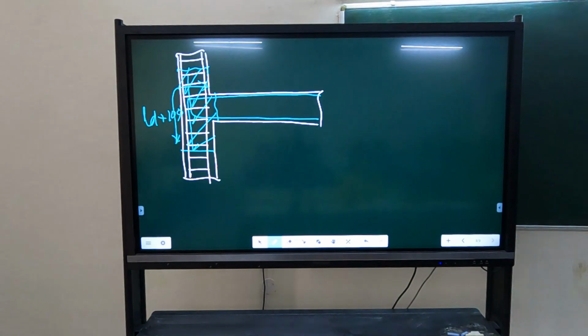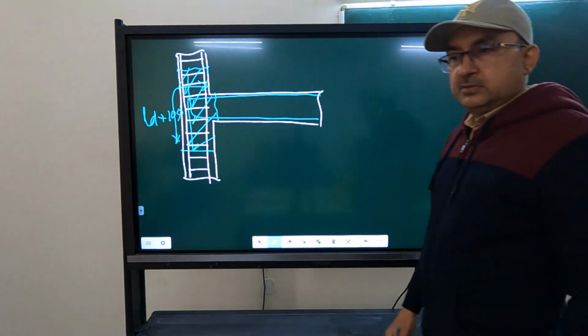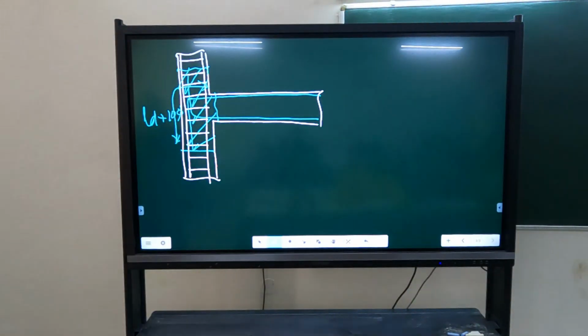Sir, if you are casting like this, then how can we say that casting is done monolithically? What is meant by monolithic casting? Monolithic casting means at one time we cast. We should cast the whole concrete at one time. Can we cast the whole building at one time? No, we can't.